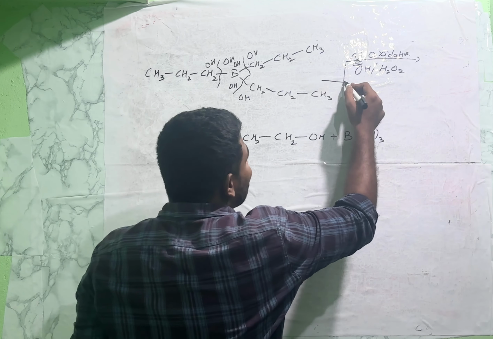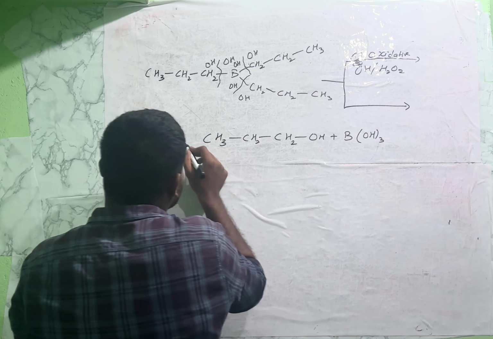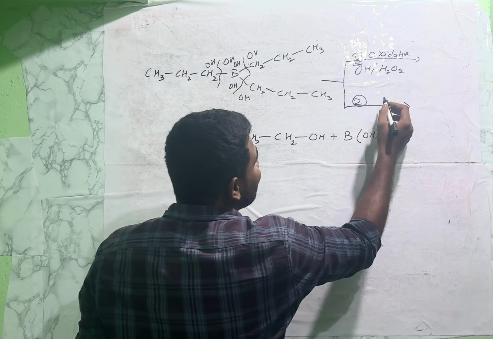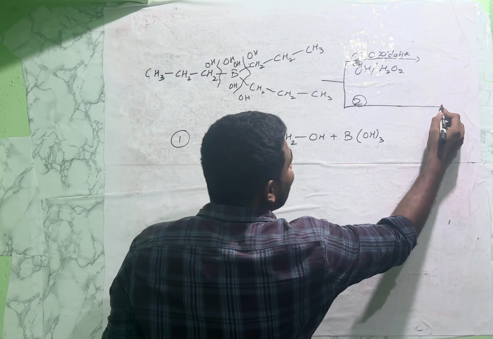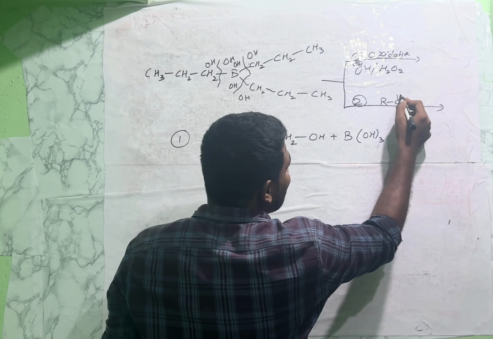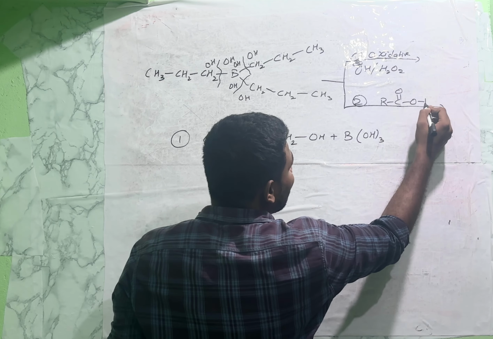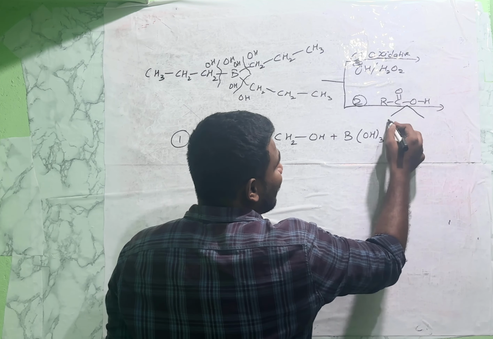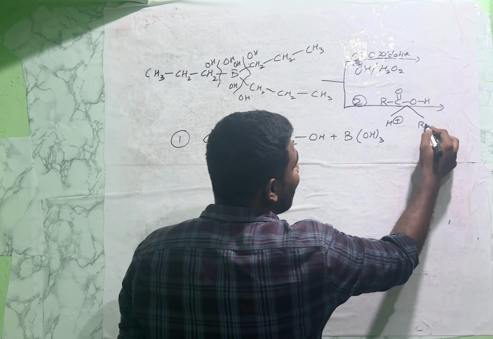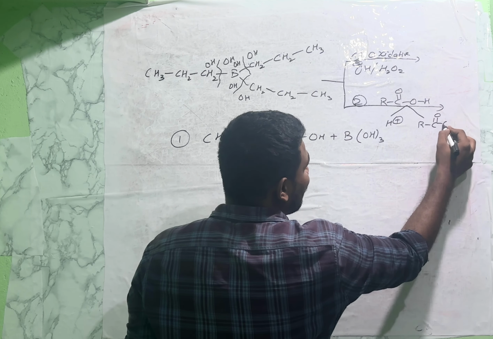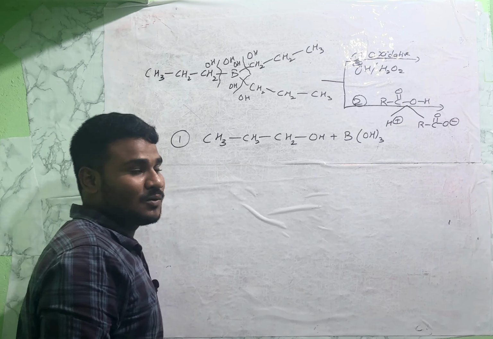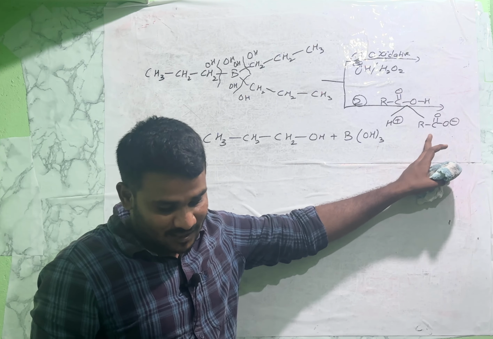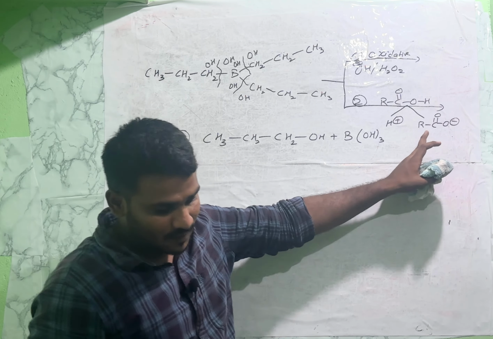The same for reductive hydroboration. This is for one, oxidative hydroboration. For the second, reductive hydroboration, we will add RC double bond OH. How does this divide? H plus and RC double bond O minus. You understand, right? RCOOH is divided like H plus and RC double bond O minus.